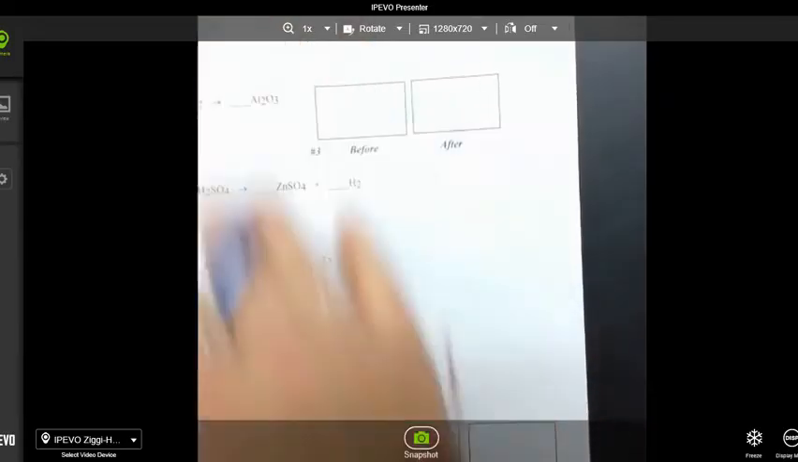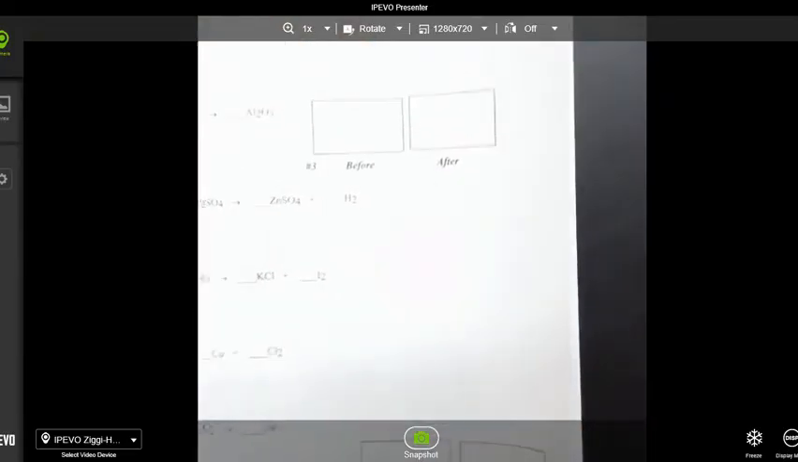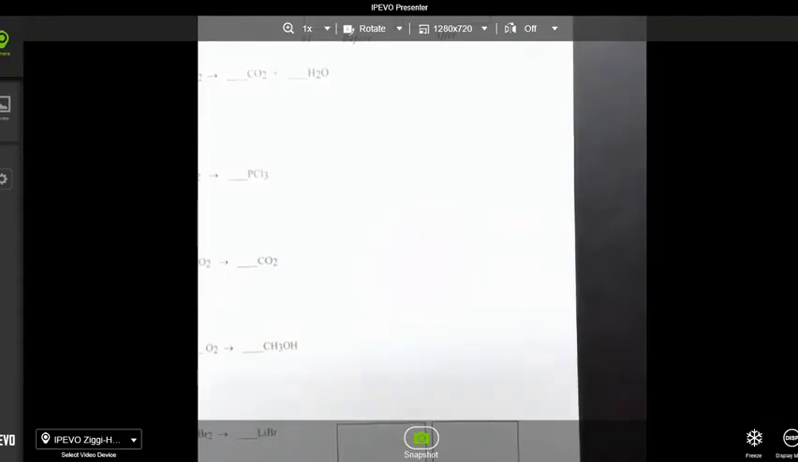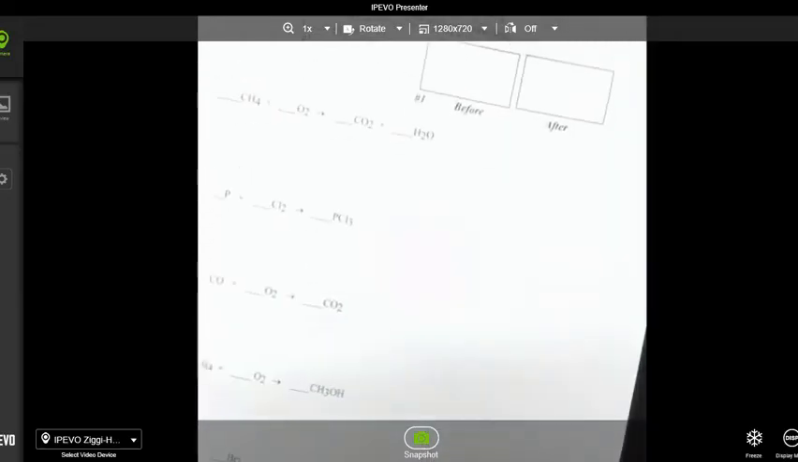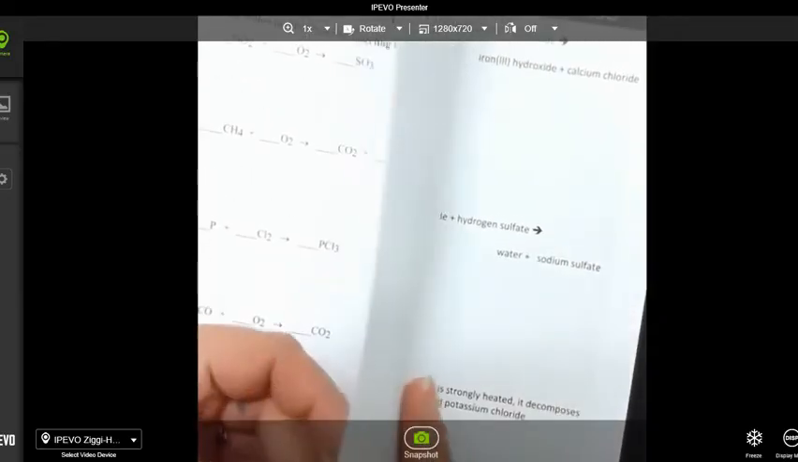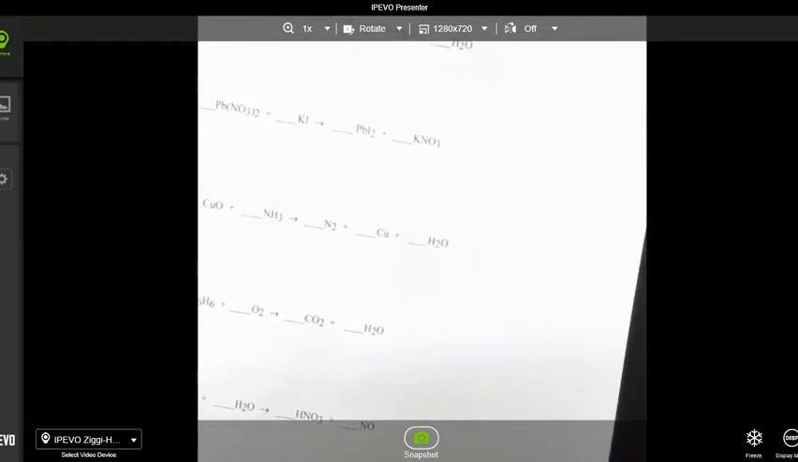I'll do an example right here to show you how a polyatomic could be on one side, but not on the other. I have to find one somewhere. Let's see. Oh, no, I don't want to do that one. Let's see. I'll find one somewhere. Okay, perfect. Here's an example.